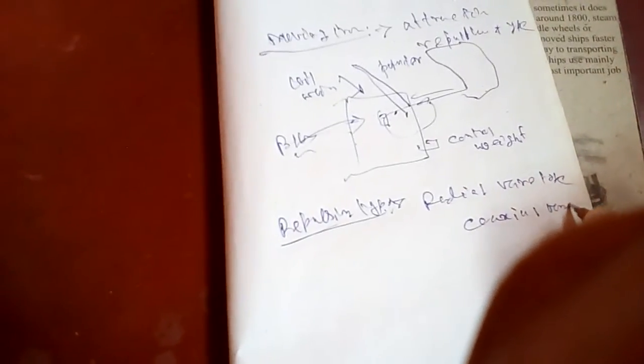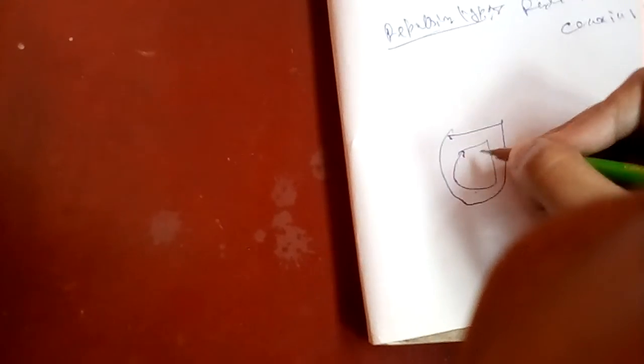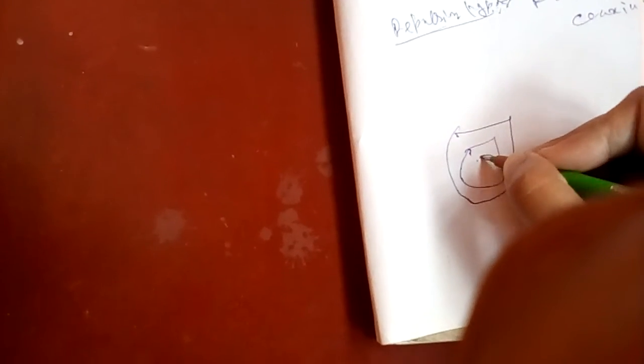The second one is the repulsion type. Here there are two types: the radial vane type and the coaxial vane type. In the radial vane type, there is a coil, and inside the coil there is a movable vane and a fixed vane, with a pointer or deflector.